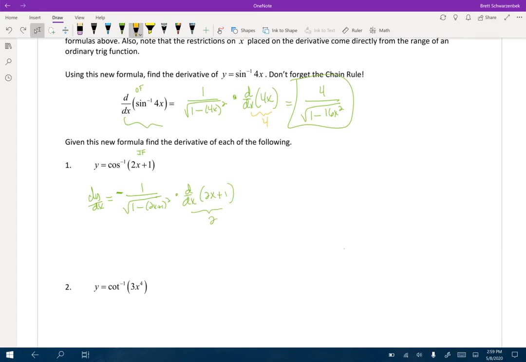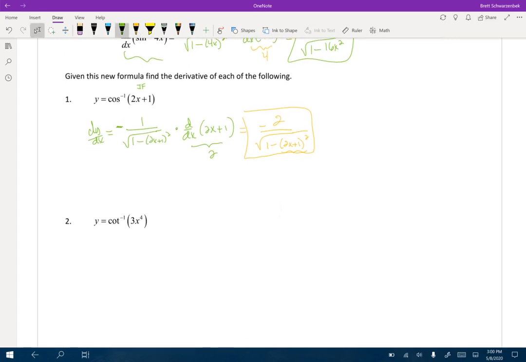Okay, so what are we going to get? That 2 is going to go to the numerator. 1 minus 2x plus 1 squared. I would highly recommend not multiplying this out, because that is quite annoying to do. So that is going to be our derivative for our problem.